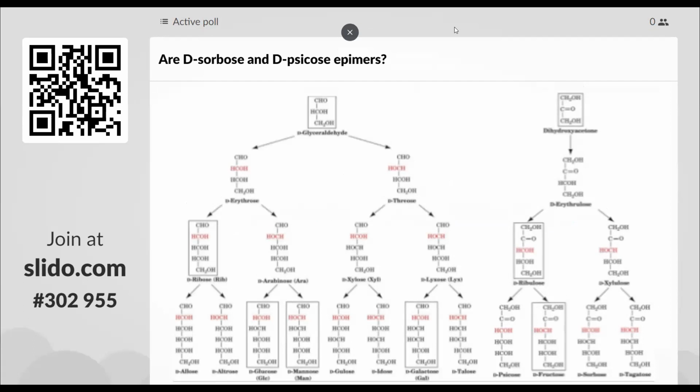So we want to know sorbose and psychose. So sorbose is right here. Psychose is right here. So right, right, right, left, right, right. So they are epimers because you are only different at this chiral carbon. Every other chiral carbon is facing the same way. So yes, they are.